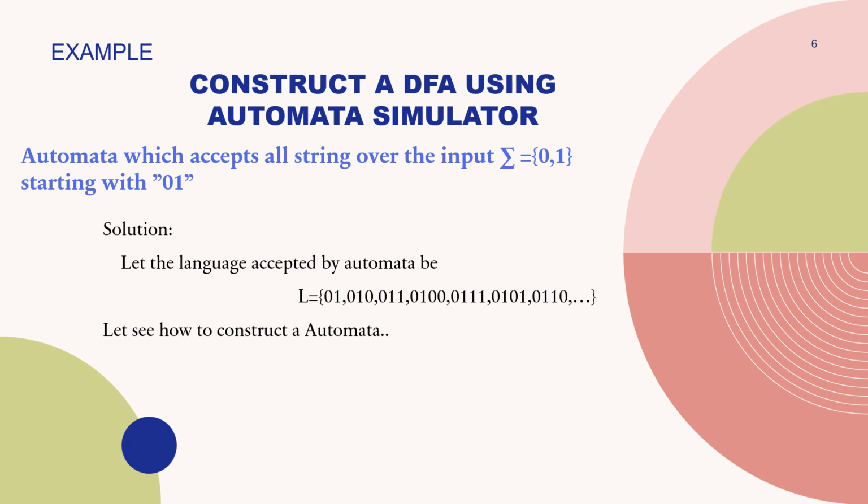Let us see an example to construct a DFA using an automata simulator. The question is: construct the automata which accepts all strings over the input sigma equals 0, 1 starting with the string 0, 1. The solution: let the language accepted by the automata be L equals a set of strings. Let's see how to construct the automata.